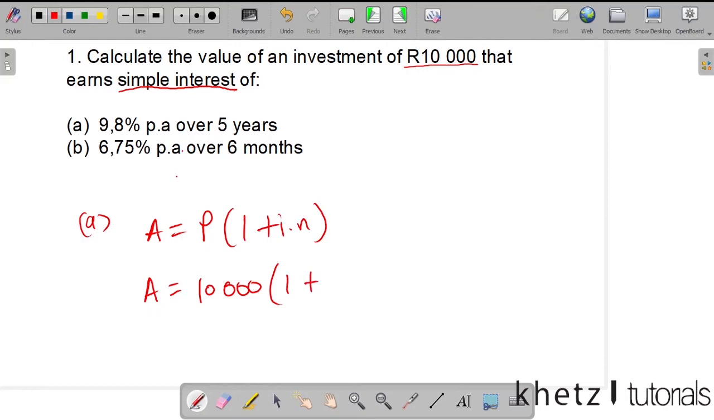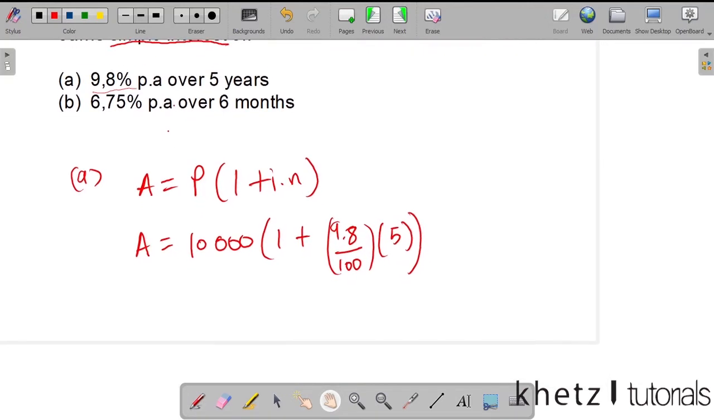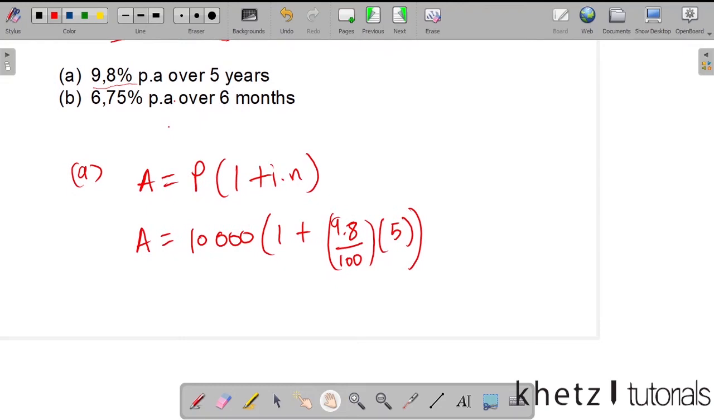So you can say 1 plus, and this is a percentage, so you have to transform it into a decimal, or just put it in the form of a fraction divided by 100. And your n would be 5 years. So all that you have to do for this question is substitute the interest that you have, as well as the number of years, and finally your principal value, which is your original value which you put into the investment. Now, putting this into your calculator should give you the answer after 5 years, and that answer should be 14,900 rand.